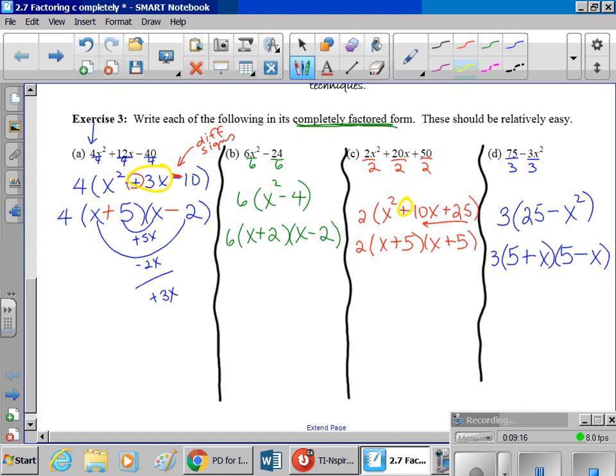Now beware, see the difference here between this one and this one? This is x plus 5 and 5 minus x. This is x plus 5, x plus 5 on this side. All right, that is not a difference of perfect squares. That's basically, you can rewrite this one as 2 parentheses x plus 5 squared, which is not the same thing. Finish writing down what you need to and meet me at exercise 4.